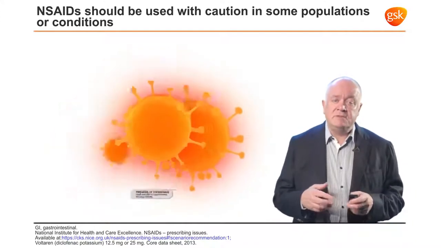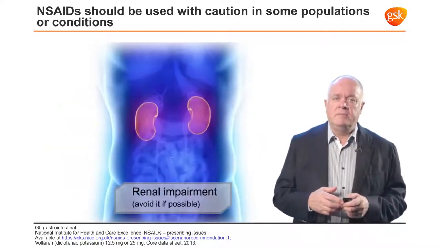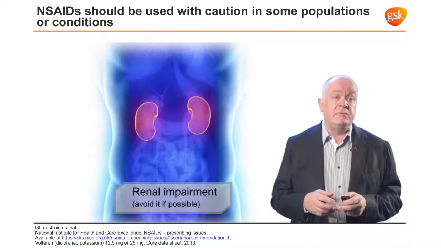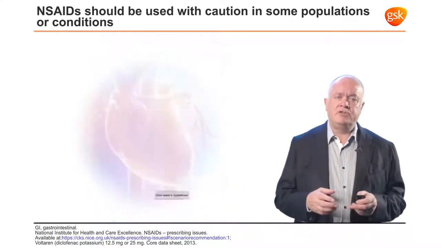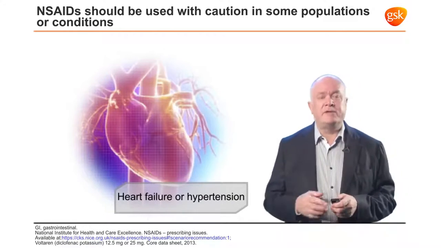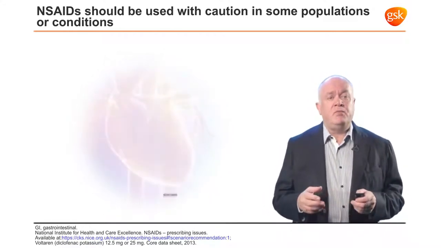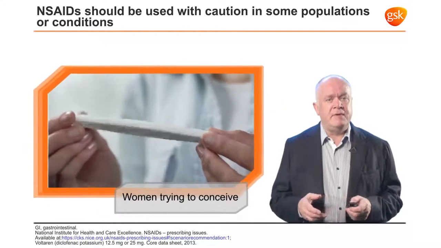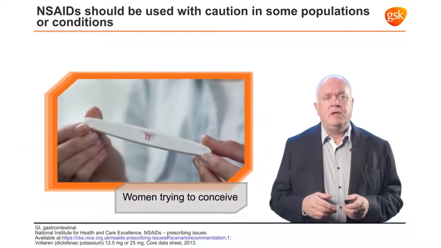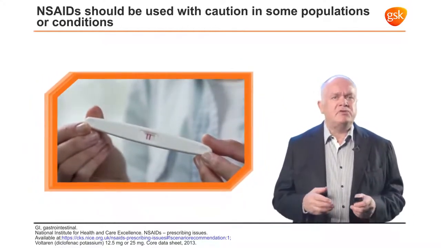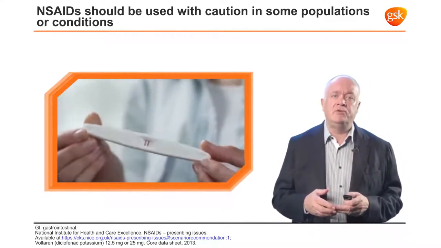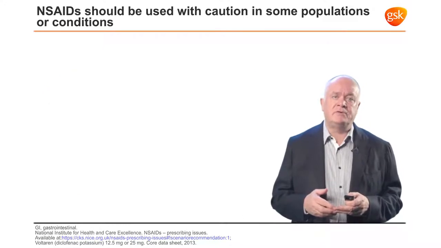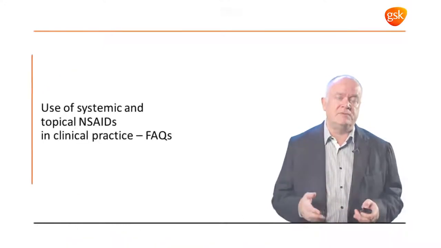In renal impairment, avoid it if possible, but sodium and water retention may occur, leading to deterioration in renal function and possibly full renal failure. Heart failure or hypertension, because it may impair renal function again. And finally, women trying to conceive, because it may impair female fertility. In all of these populations, the prescriber must exercise specific clinical judgment about when to use or not to use the products, and of course, increase monitoring of the patient when using them.